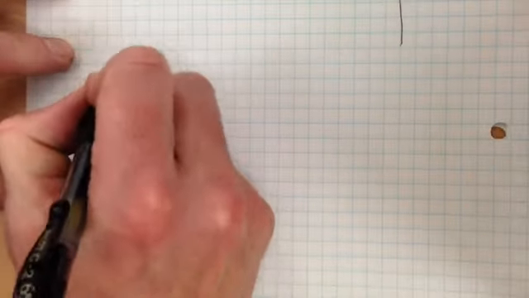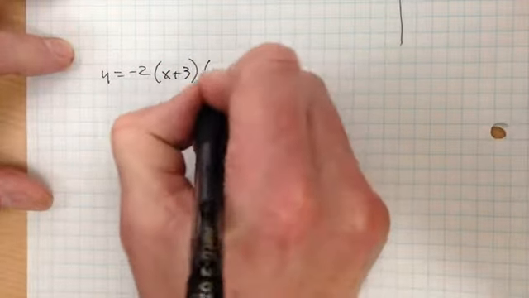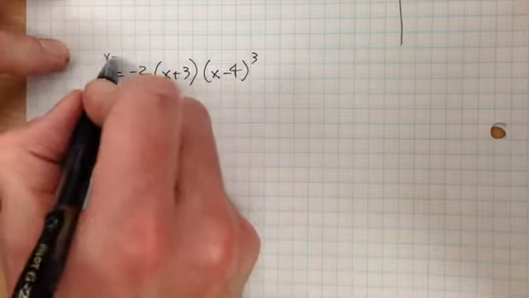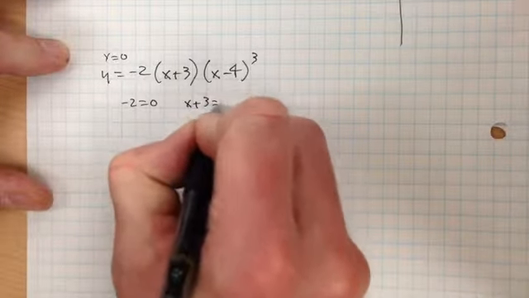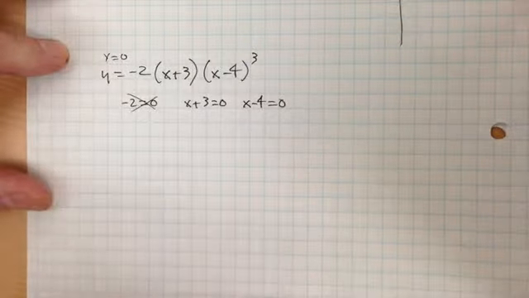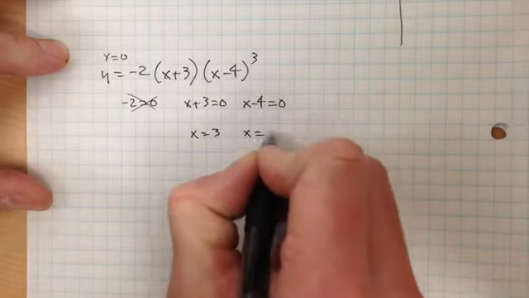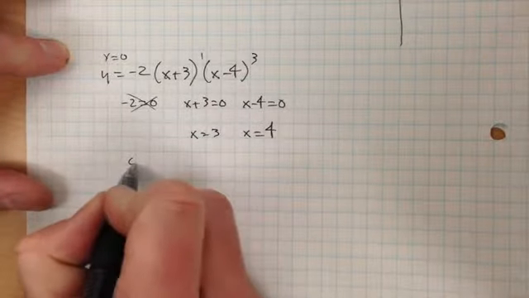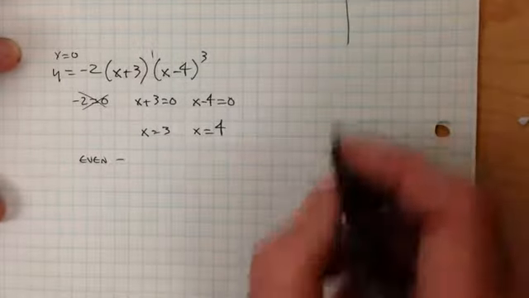Let's look at y equals negative 2, x plus 3, x minus 4 cubed. We set all these to 0 when we sub in y equals 0. So x plus 3 equals 0, and x minus 4 equals 0, and the negative 2 gives us nothing there, that doesn't make sense. I have x equals negative 3 and x equals 4. My degree, 3, 4. That is even, and it is negative. So I will be looking like a parabola opening down.